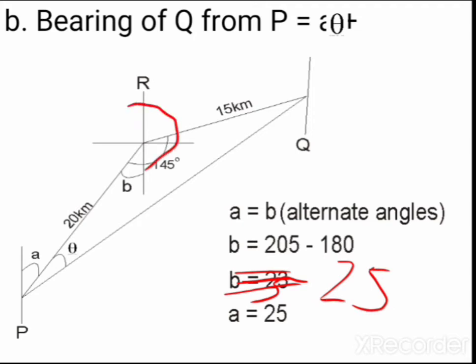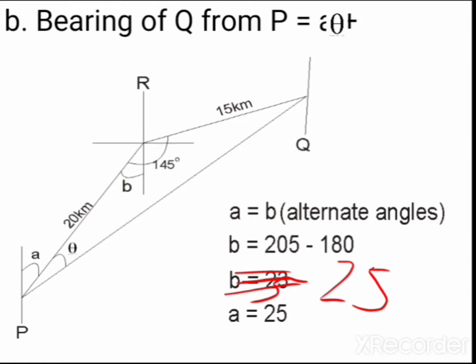Here is 180, the sum of angles on a straight line. But if we extend it to this side, it will be 205, which was the bearing given, isn't it? So when we subtract 180 from 205, we got 25, which is the value of B. So this B we are looking for is 25 degrees.